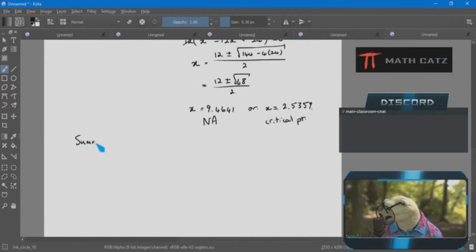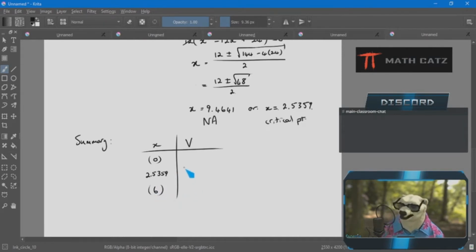So let's summarize what we have here. We have some x values and we have some volume values. We have our endpoint of 0, which we can't actually obtain, so I put it in brackets. Then we have our 2.5359, which we can obtain, and then we have our 6, which we can't obtain, the other extreme. Now when we look at our volume, we already said that we're going to get a 0 volume if I head towards those two boundary values, which, because we want to maximize, is not what we're interested in. So hopefully it's going to be this middle one.